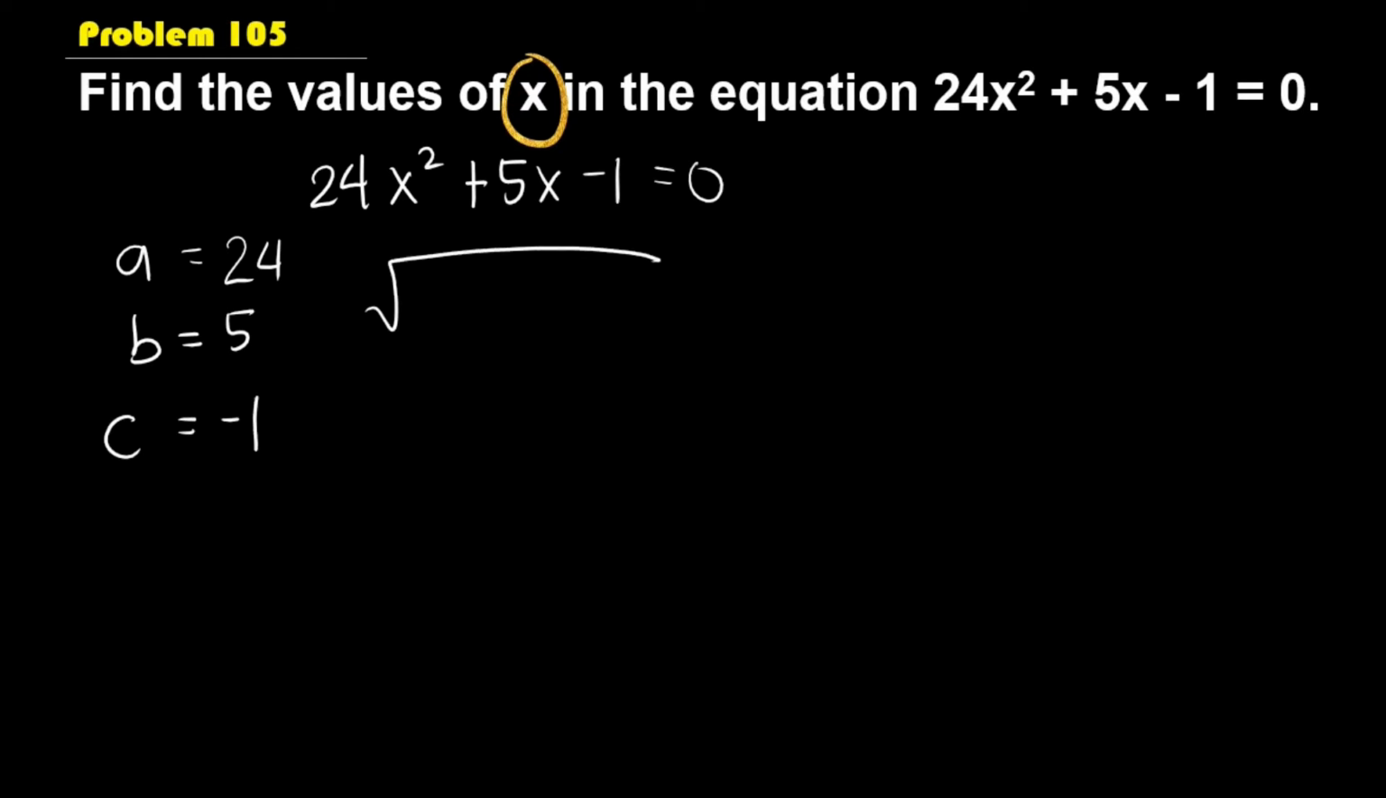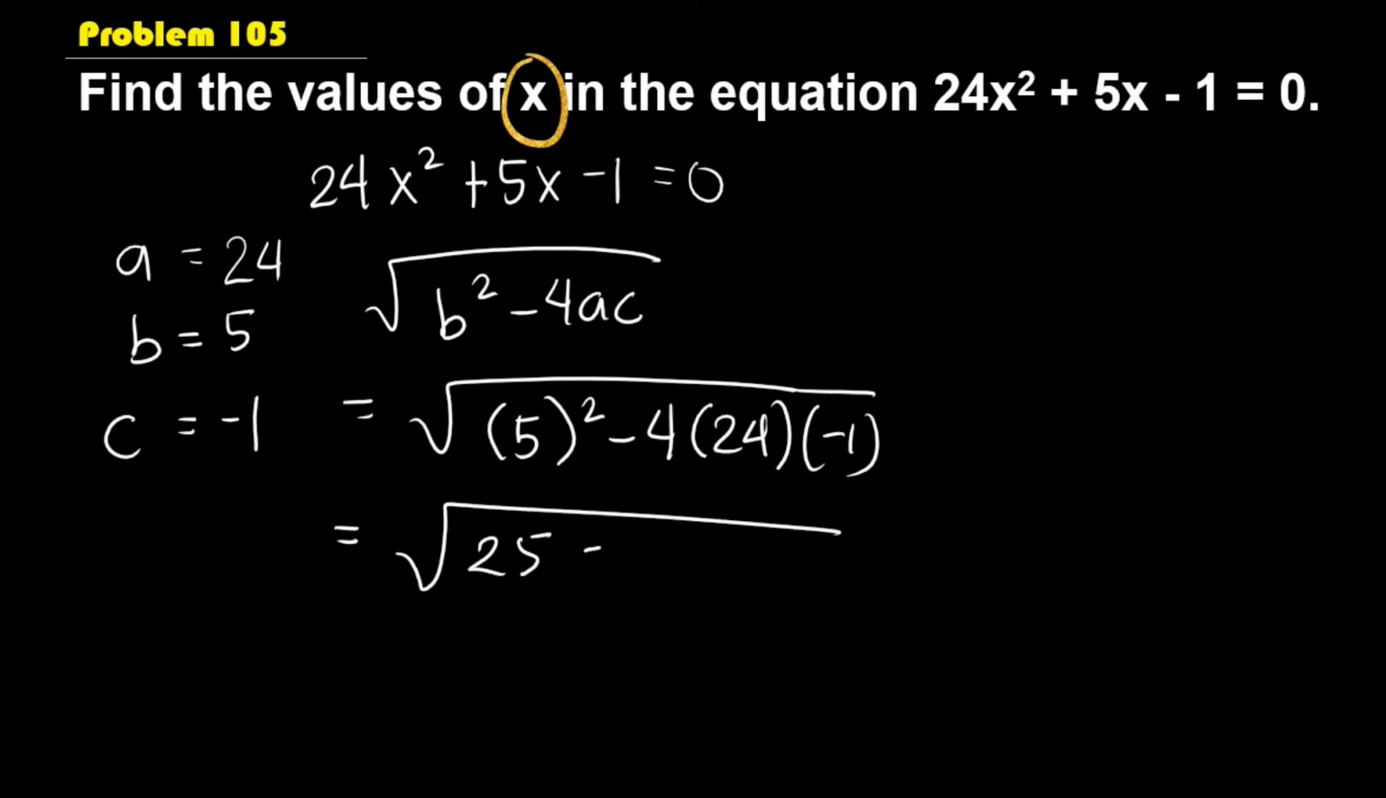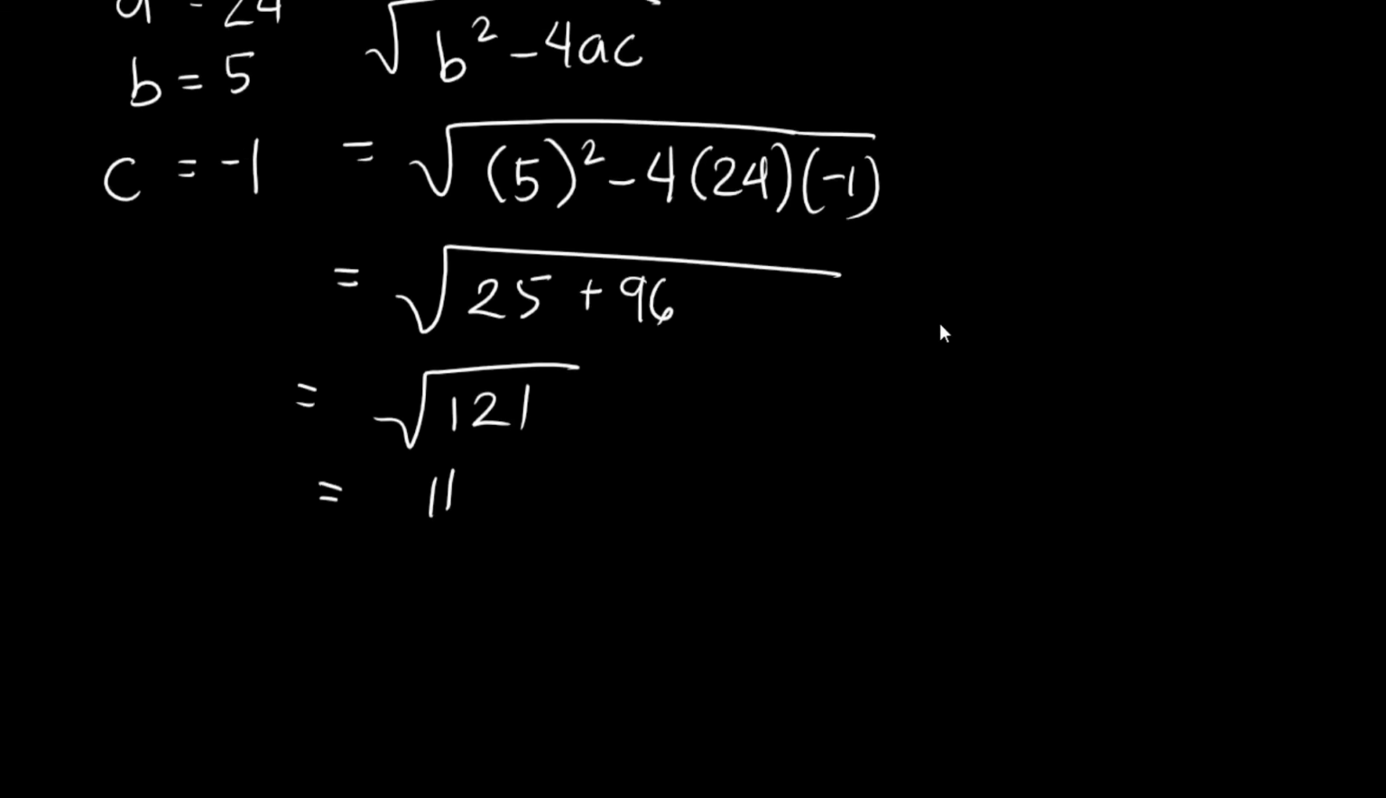Hanapin natin yung square root of b squared minus 4ac, and that will be equal to square root of, your b is 5 squared minus 4, then 24 times negative 1. Okay? So, simplify 25 minus 4 times 24 is equal to 96 times 1 is 96. Okay? At ito ay magiging positive. And 25 plus 96 is equal to 121. And the square root of 121 is equal to 11. Okay, so yan na yung value ng square root of b squared minus 4ac mo.